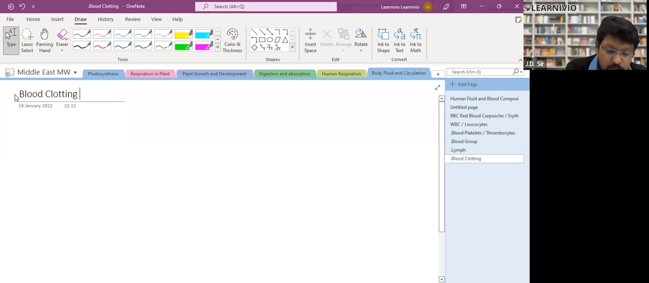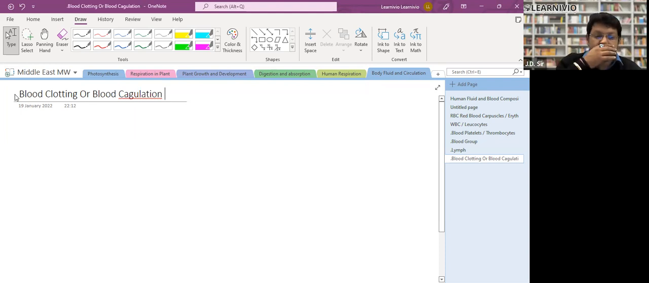Blood clotting is also known as blood coagulation. It is also called blood clotting or blood coagulation. C-O-A-G-U-L-A-T-I. Coagulation, yes. Yes, blood coagulation.